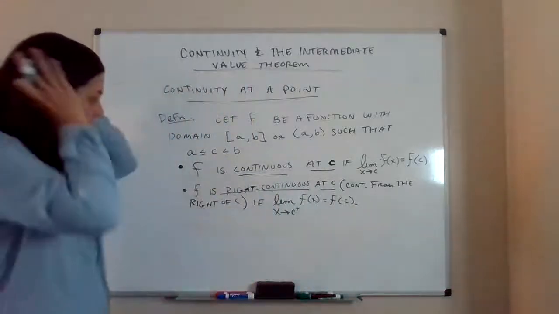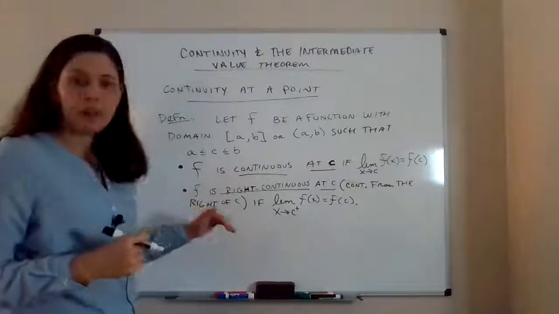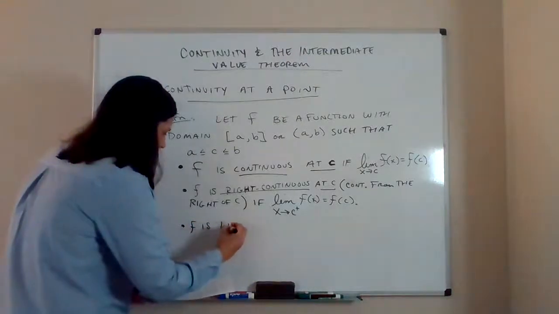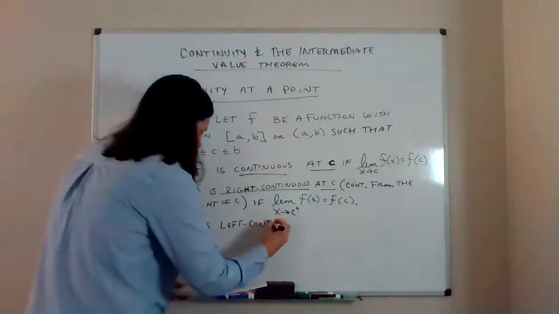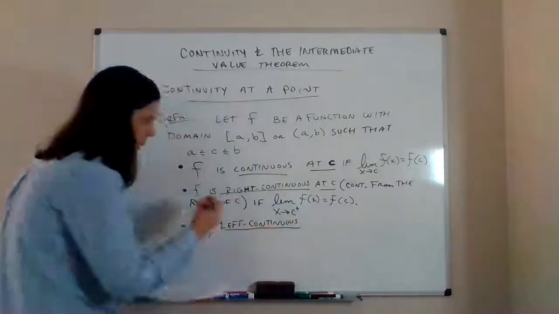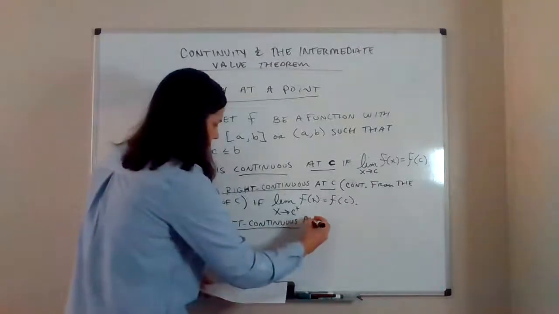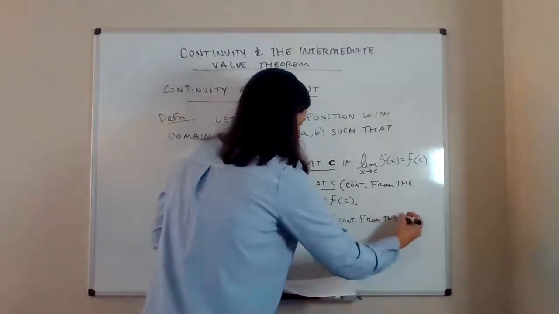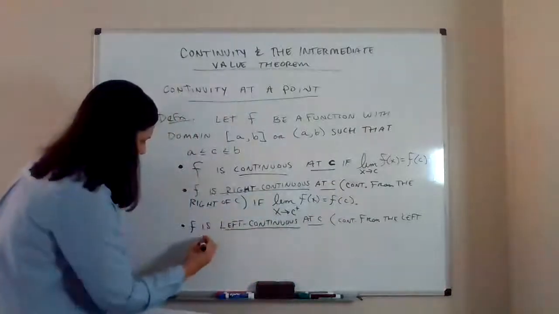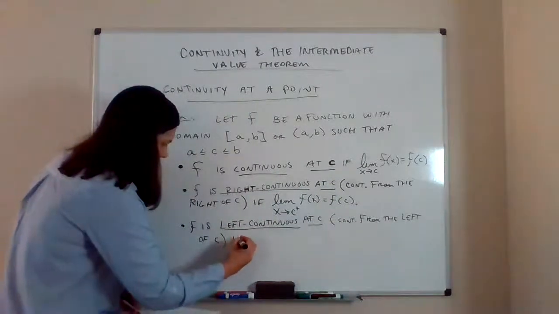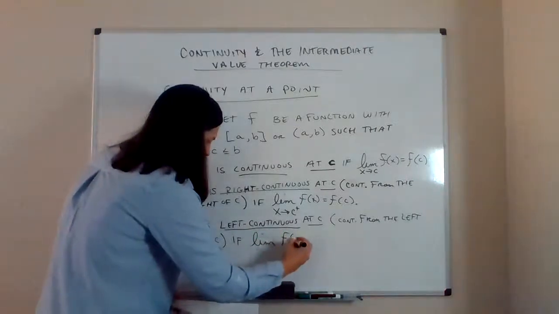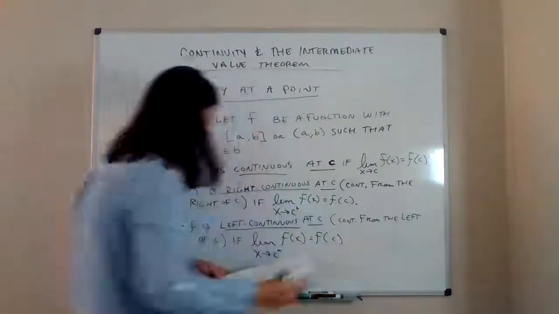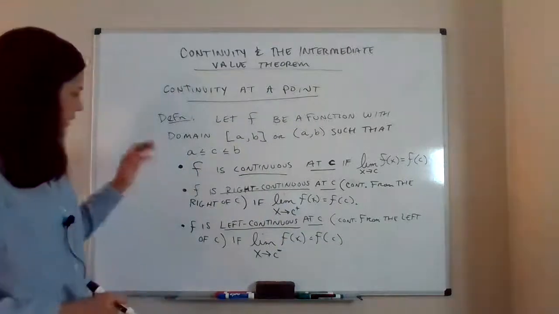All right. Now, the third version of this is really, really similar to the second one. It's just from the left. So let me just describe that last one here. So f is left continuous, or that means continuous from the left, at C. So continuous from the left of C. And you can guess what I'm going to write. And that's true if the limit of f of x as x approaches C from the left is f of C. Okay. Now, I know it's a lot of definition here.